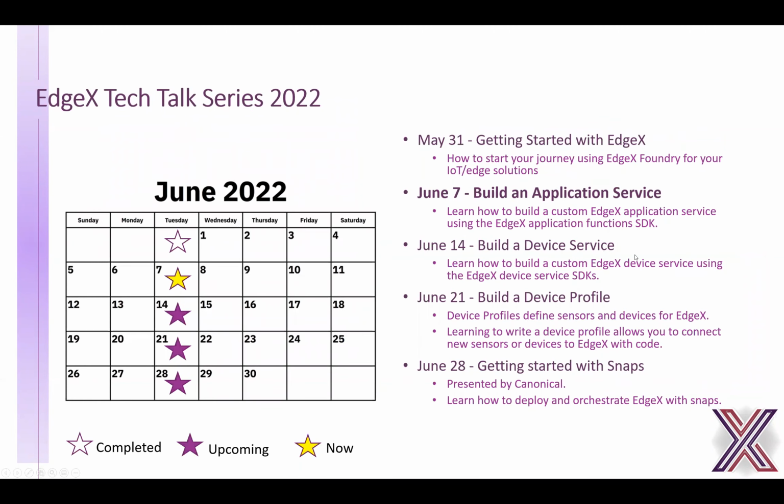So this is just showing off what we have for this Tech Talk series. Jim White presented last week the Getting Started with EdgeX, which is up on our YouTube channel now. If you didn't get a chance to watch that, you can go see the recording. And then today's talk, and then next week we'll have Ian Anderson talking about building a device service. And then I'm not sure the presenters of the last two, but building a device profile. And then someone from Canonical will be doing how to get started with snaps.